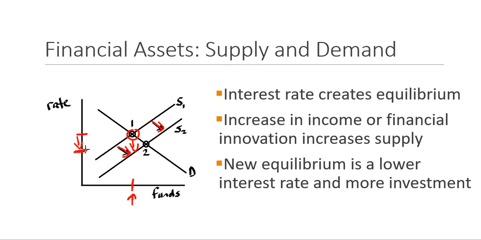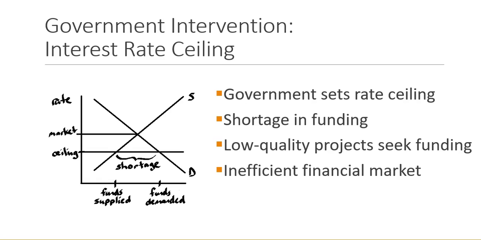That increases the interest of individuals and companies to borrow the money, and we have a new equilibrium interest rate, which is lower than our starting rate. And finally, let's look at a scenario of government intervention in the financial markets through an interest rate ceiling.